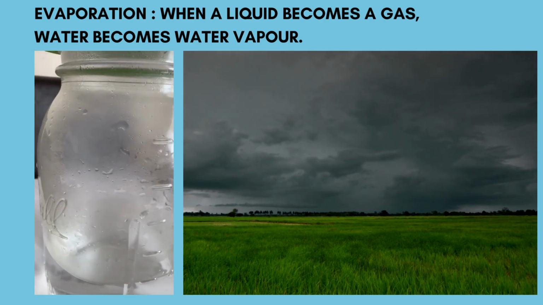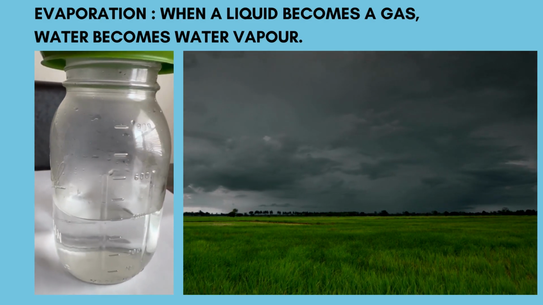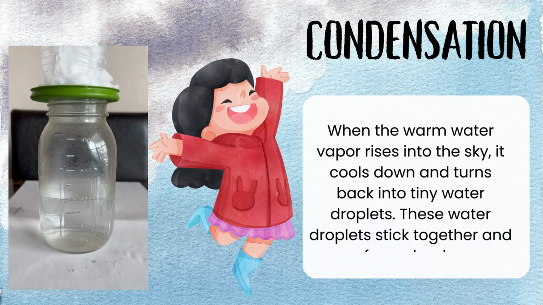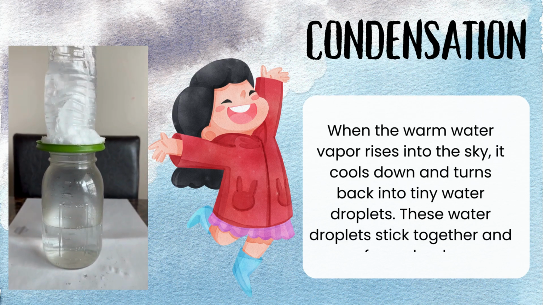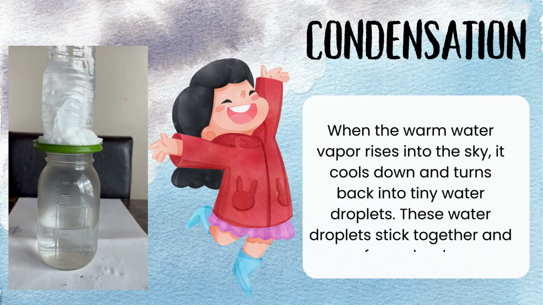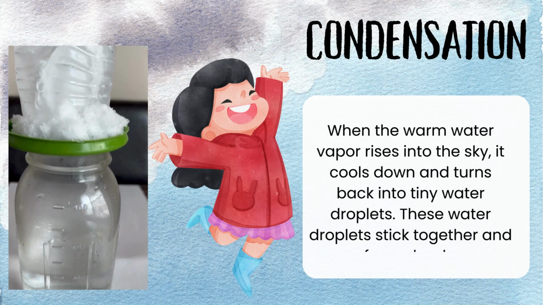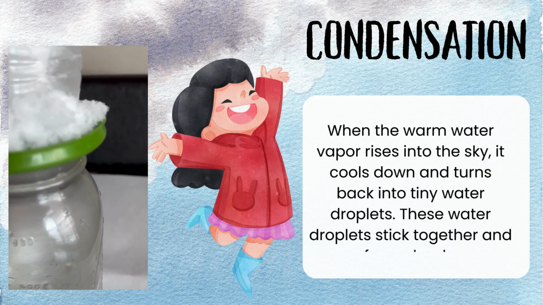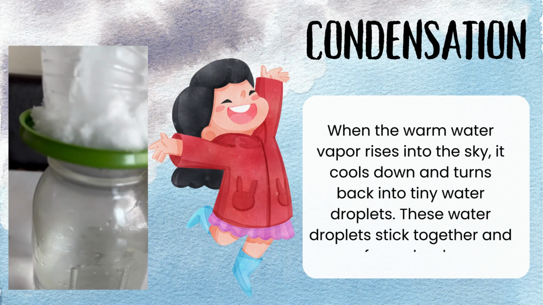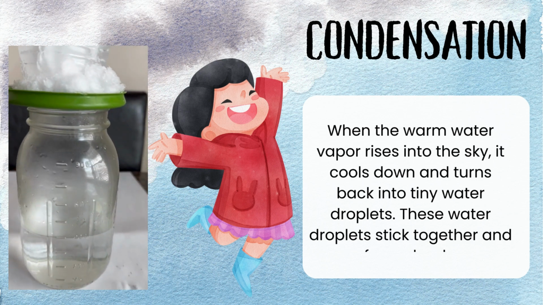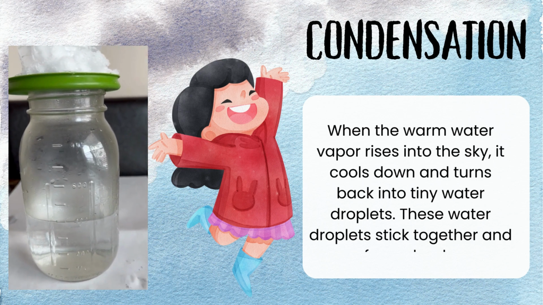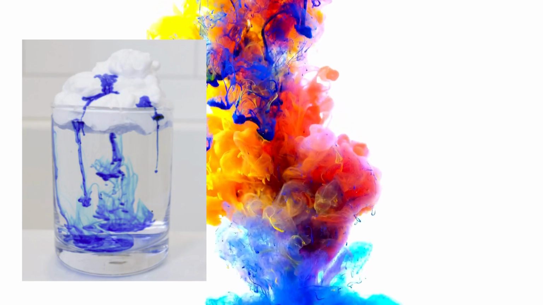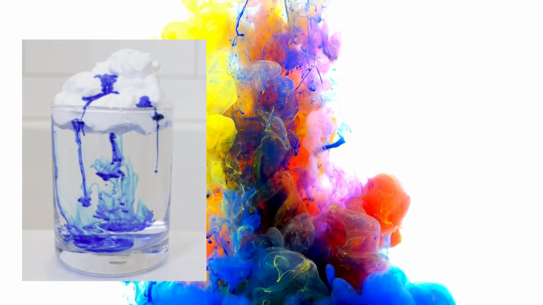Can you see the steam? That's evaporation in action. Step 2. Condensation. Now, let's move on to condensation. Place the plate on top of the jar and put some ice cubes on it. The cold plate will cool the water vapor, which then turns back into liquid, forming droplets. This is what happens in the clouds. If you add a drop of food coloring, you'll see the droplets more clearly.